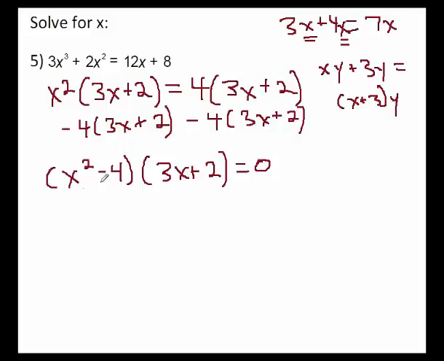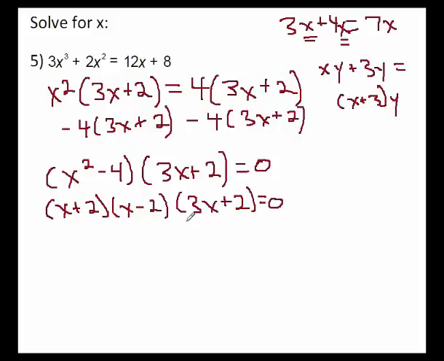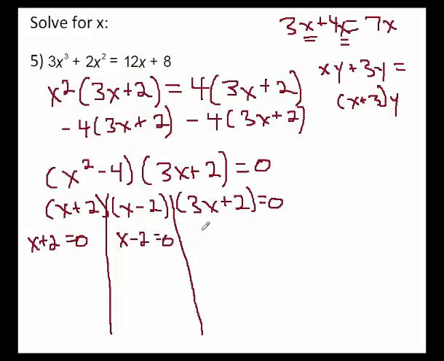X squared minus 4 is the difference of two squares, with a missing middle term. So this is the same thing as x plus 2 times x minus 2, still times 3x plus 2 equals 0. Now, this time in a quadratic equation, we actually have three different possible answers. Any of these becoming 0 is going to make the whole thing 0, so we can actually divide this into three different sections. We can set x plus 2 equal to 0. We could set x minus 2 equal to 0. And we could set 3x plus 2 equal to 0. And for each one, we can get a different answer.